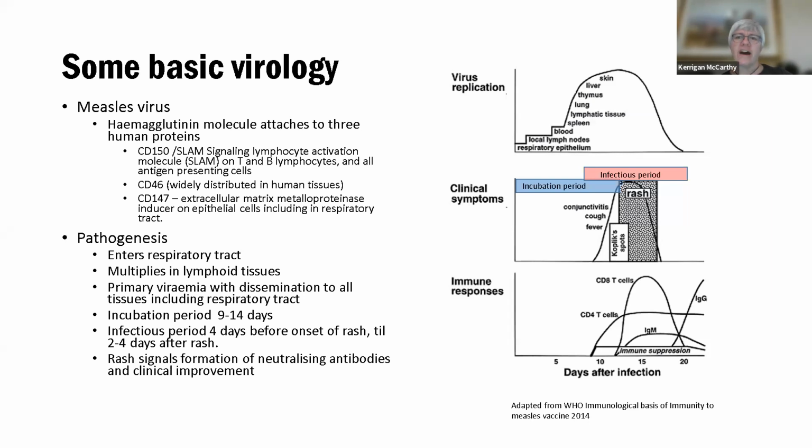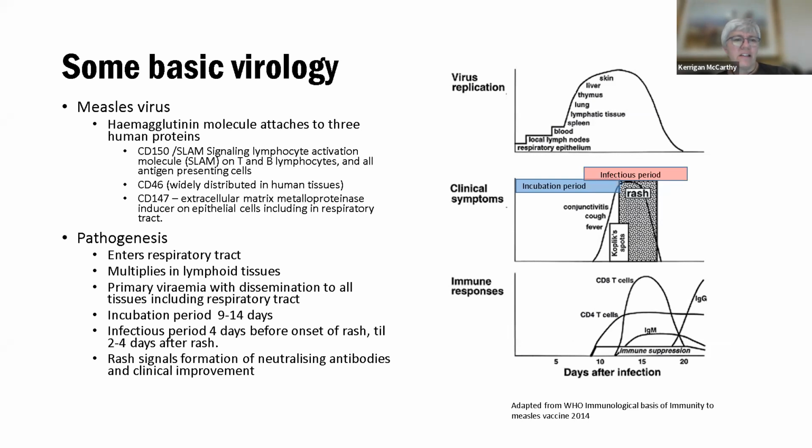So if you see the figure on the right, you'll see as the virus replicates, and that's indicated by the height of the black line, it starts in the respiratory epithelium, but then it expands exponentially and it finds its way to all organs in the body, including the skin. This is the period of primary viremia, followed by then a secondary viremia when it moves from the local lymph nodes through the blood into all the tissues. The incubation period following infection is around 9 to 14 days.